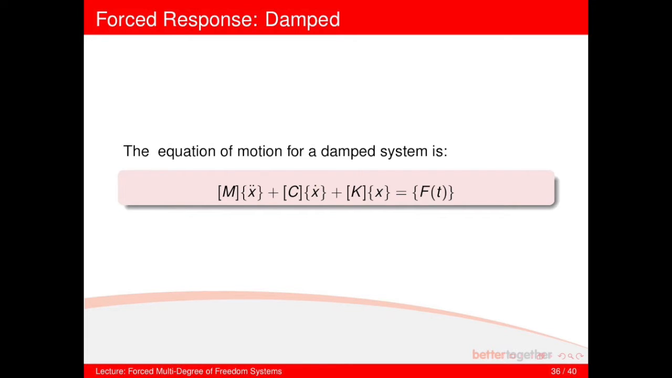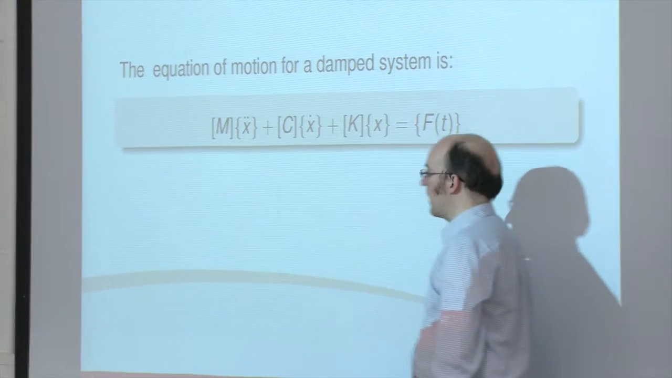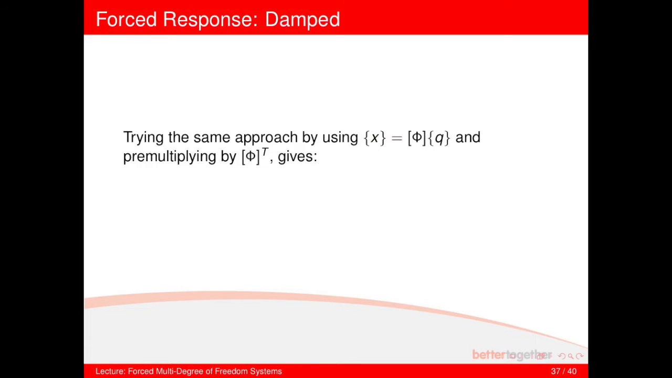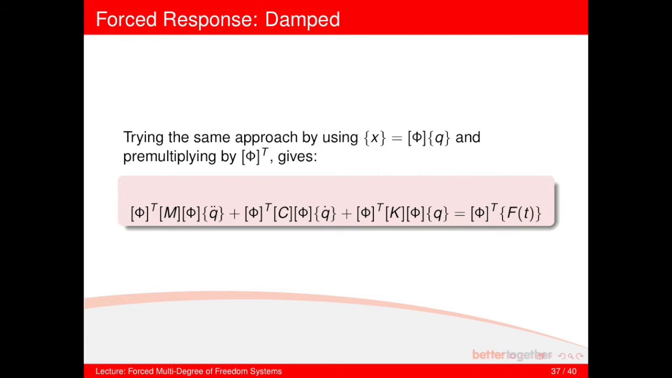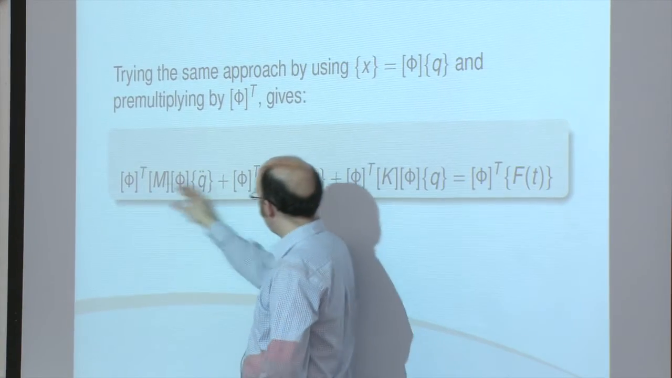Now, damping. If you're damping, then obviously your equation of motion looks like this, okay? It's the same thing we had before, except this time we've got a C x dot term in here, which gives us our damping. And the same approach gives us that, okay? So if we substitute in this term and then pre-multiply by this term, we get this term, okay?